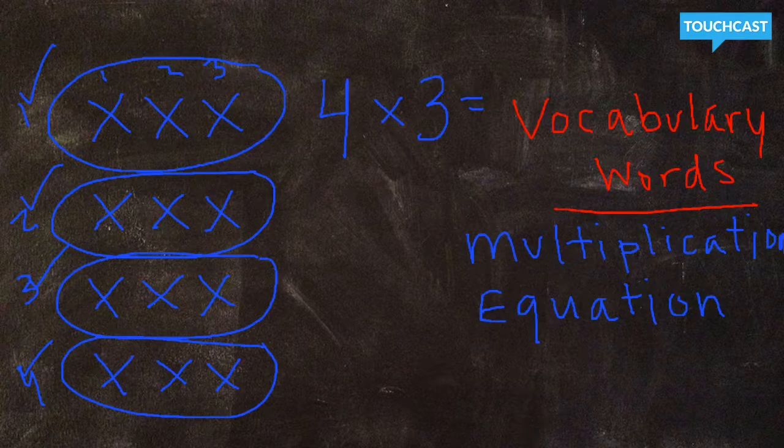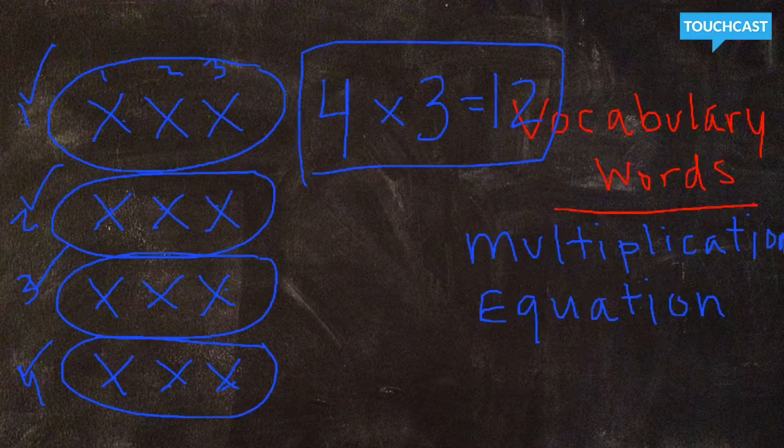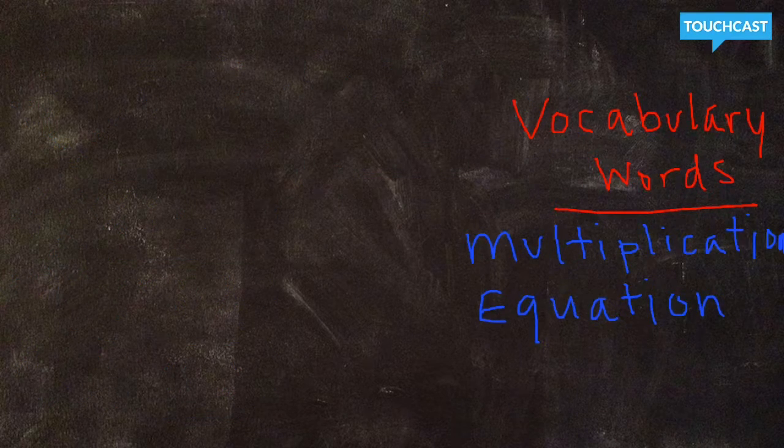I can solve this by counting up all of the x's. 1, 2, 3, 4, 5, 6, 7, 8, 9, 10, 11, 12. So I know that 4 times 3 is 12. And there is my equation. Remember, an equation is a number sentence. It's a math sentence. So this equation is telling me that there's 4 groups of 3. And in total, there is 12. Okay, let's try another one.